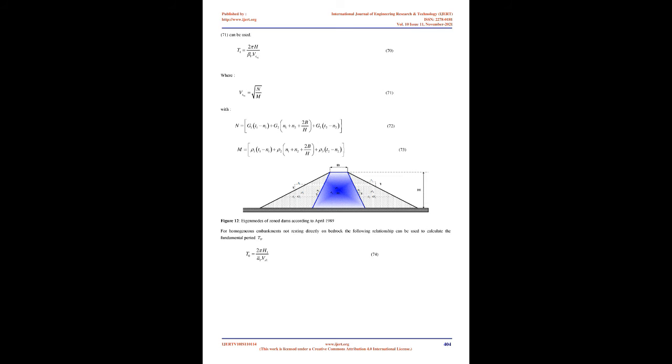When using the Seed-Idriss method, only the variations of the normalized shear modulus and the average damping factor %, as a function of the cyclic distortion %, are used. As an indication, figures 10 and 11 given by 17 show the variations of shear modulus and damping of gravel and gravelly soils as a function of cyclic distortion.